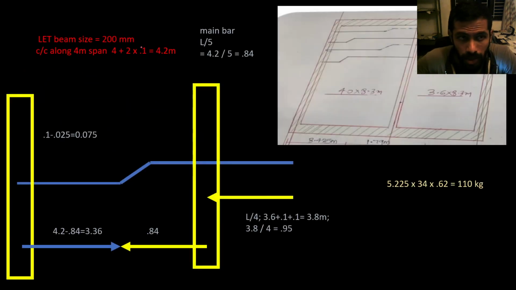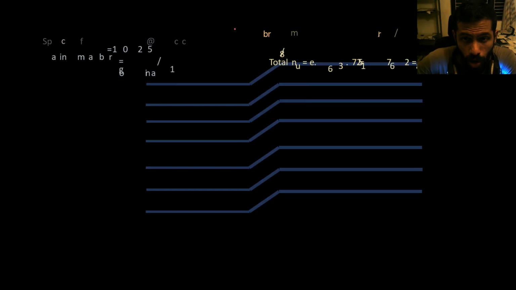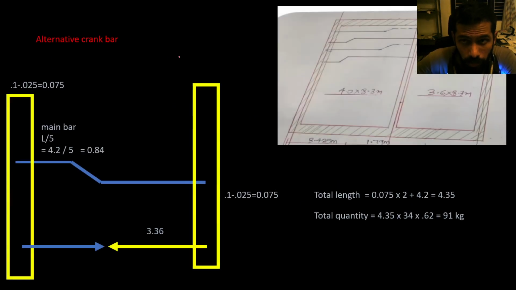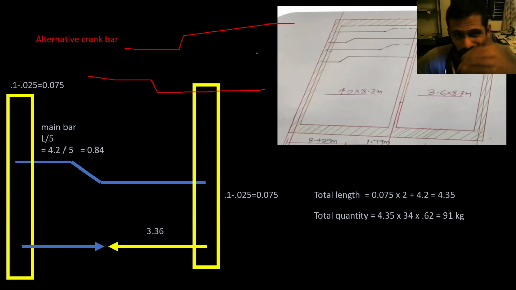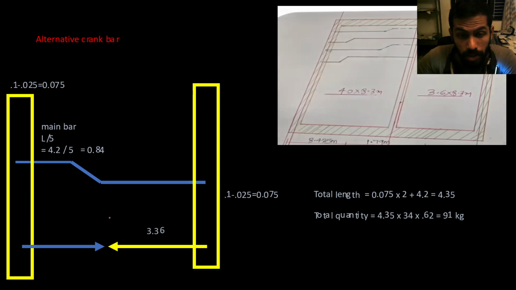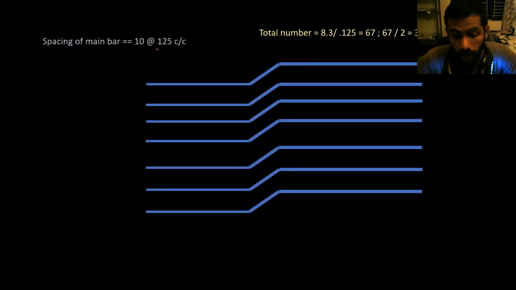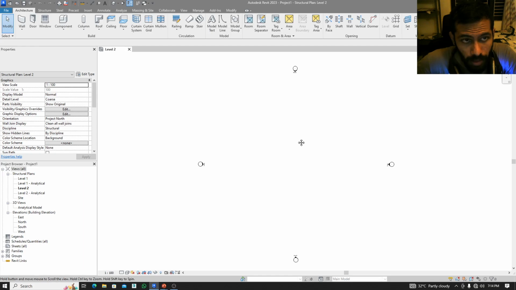Now let's see the second bar, which is the alternative crank bar. This is the first bar, the main bar, and you can see that this is the alternative crank bar, which is given alternately to the main bar; it goes in cycles alternately. That goes from the face of the beam to the face of the beam. Mind the power. The crank length is still L/5. Alright, let's look at the spacing. The spacing is 125. So let's try and add this kind of bar into Revit.